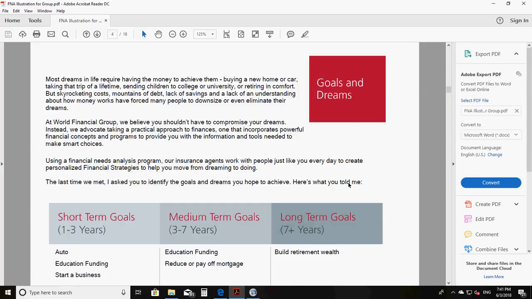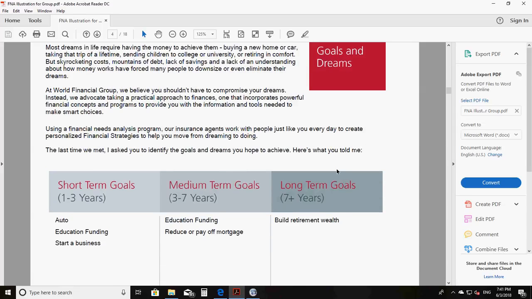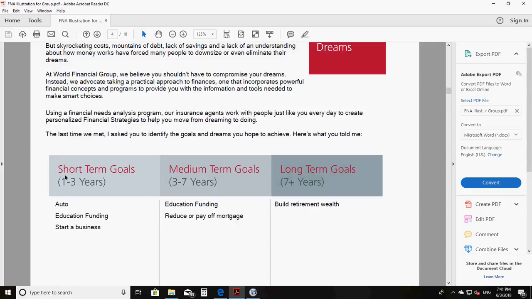Using a financial needs analysis program, our agents work with people like you every day to create personalized financial strategies to help you move from dreaming to doing. The last time we met, I asked you to identify some goals and dreams you hope to achieve. Here's what you told me. So we have the goals broken down into 3 sections: short term, which is 1 to 3 years, mid-term, which is 3 to 7, and long-term, 7+.